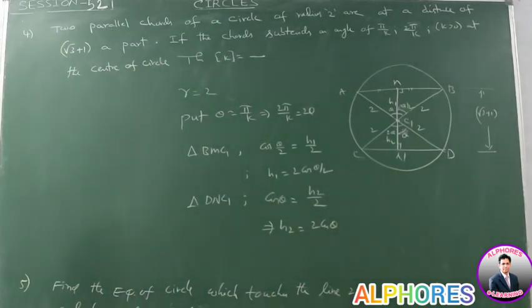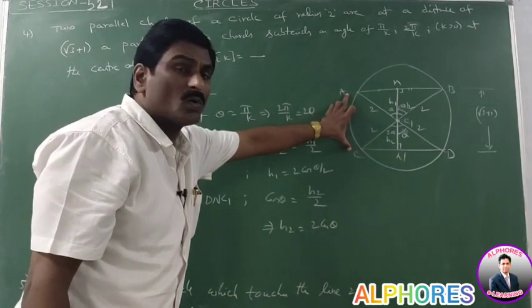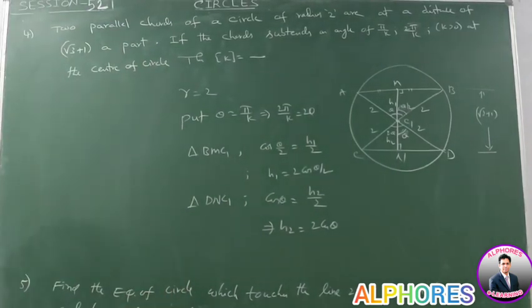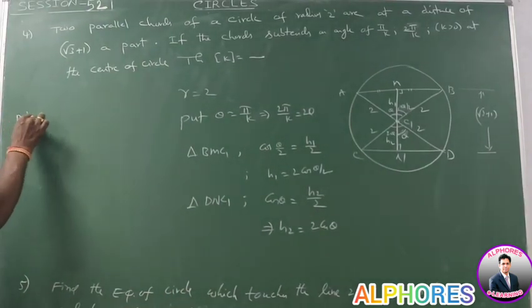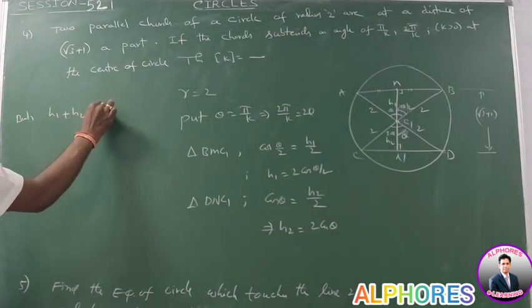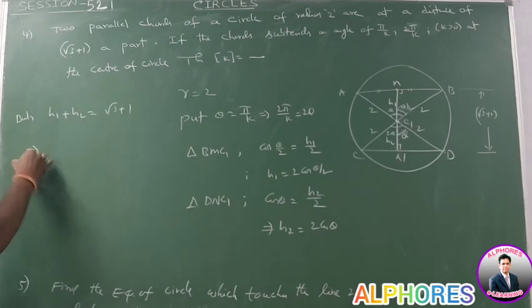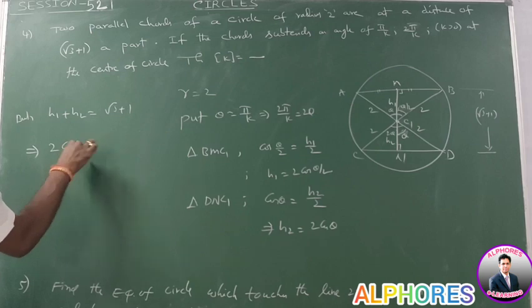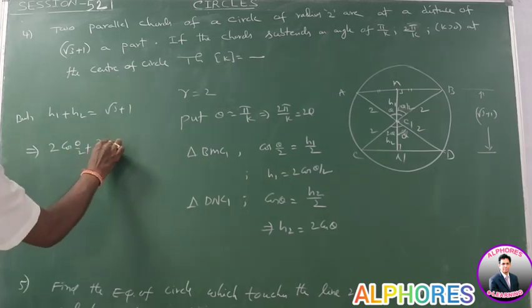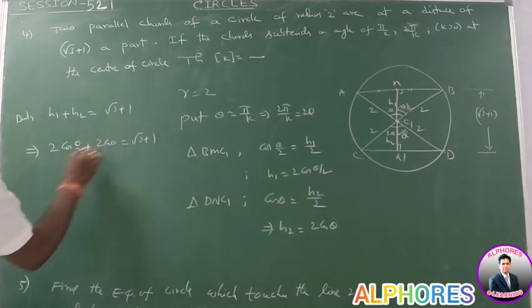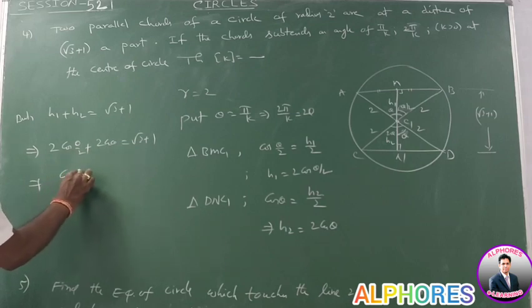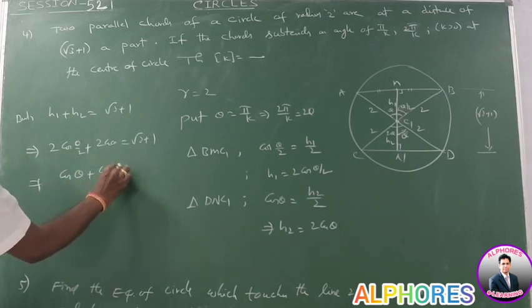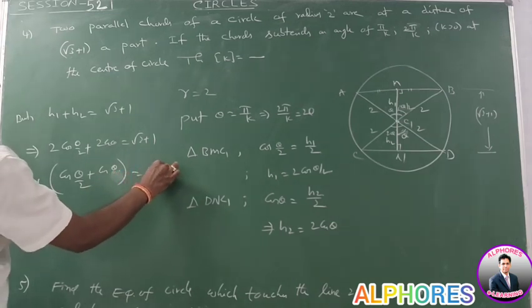But from the given, the distance between these two chords is root 3 plus 1, so H1 plus H2 is equal to root 3 plus 1. H1 means 2 cos theta by 2, plus 2 cos theta is equal to root 3 plus 1. That implies 2 is the common term: cos theta plus cos theta by 2, or cos theta by 2 plus cos theta, both are the same, is equal to root 3 plus 1 by 2.